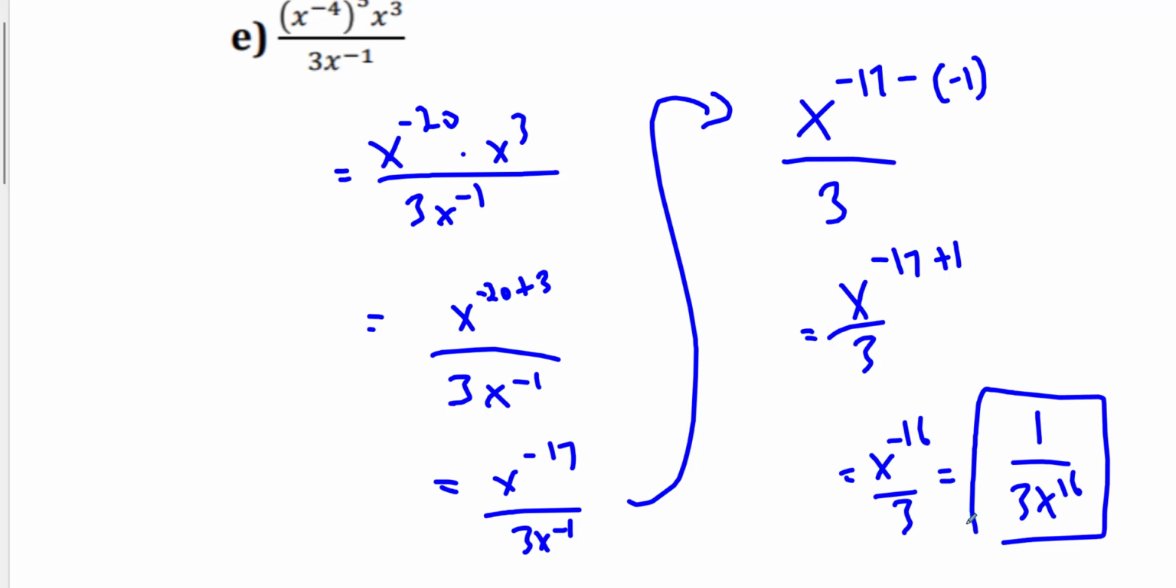Because negative exponents we don't like, so we just switch sides. Now we have a positive exponent. That's the answer for this example there.